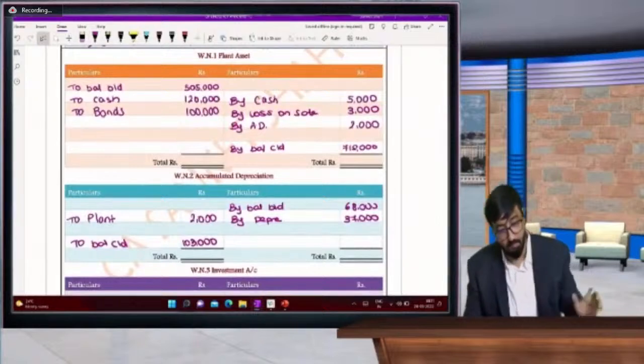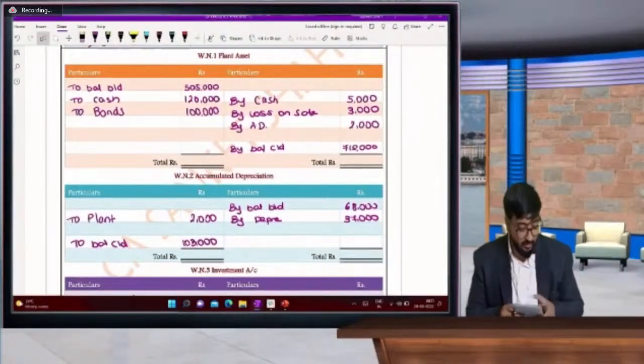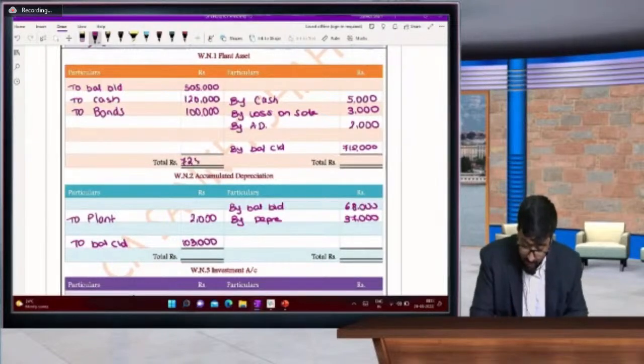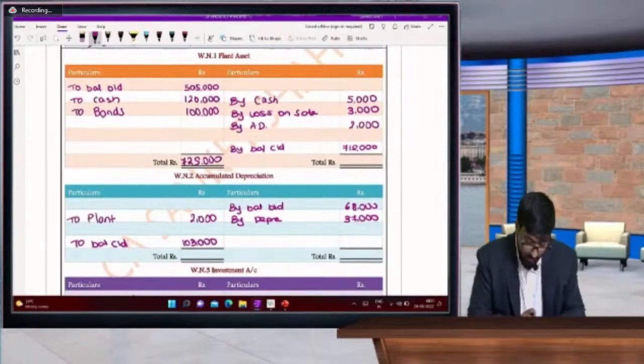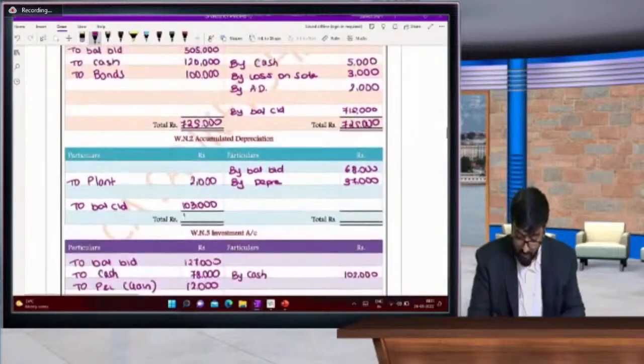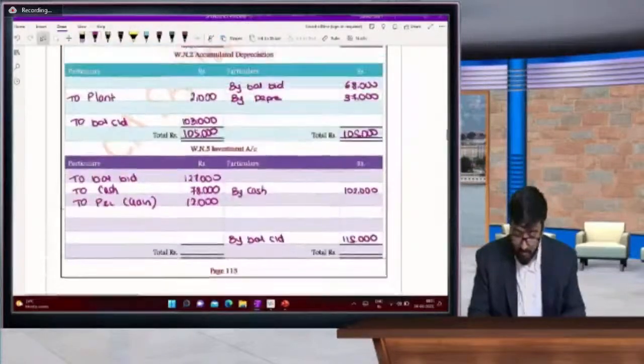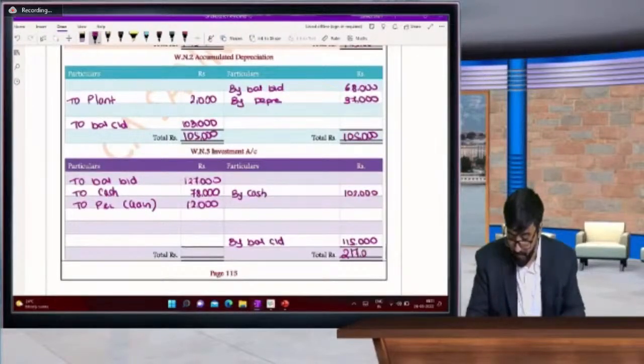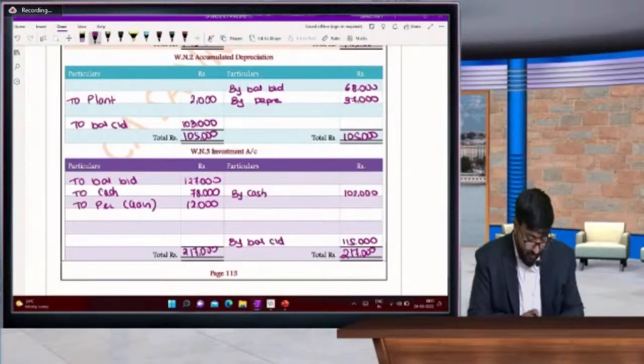Closing. I think plant is tallying. 505 plus 120 plus 100, 7,25,000. Minus 5, minus 3, minus 2. Tally. This is 1,05,000, this is again 1,05,000. It's tallying. Investment account: 110 plus 115, 2,17,000.